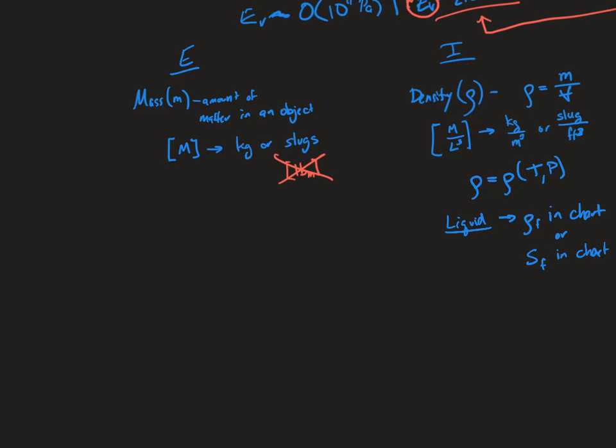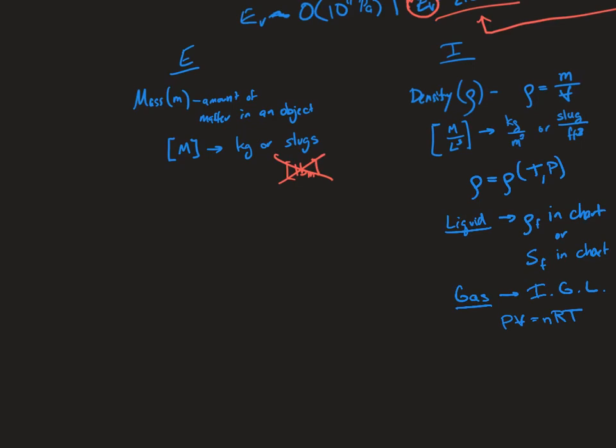If it's a gas, this is a little bit more complicated. You need to use the ideal gas law. There are two different versions of the ideal gas law, and one of them you have probably heard: PV equals nRT.